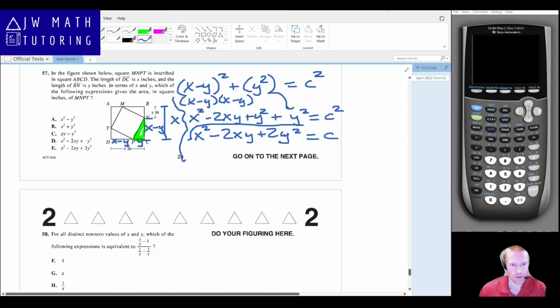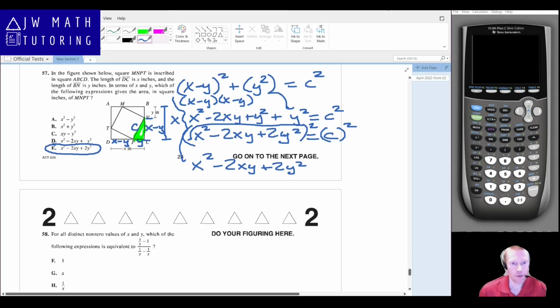So now if we wanted to find the area of the square, we would just take c, which is one side of it here, and square it. And all that's going to happen is we're going to get back to the original expression we had, because the square and the square root are going to cancel out. So we just get x squared minus, again, 2xy plus 2y squared. And that's it. So for this one, the final correct answer is going to be letter E.